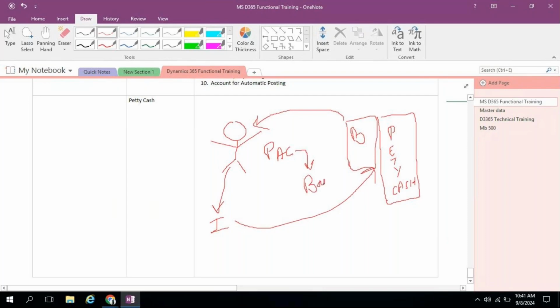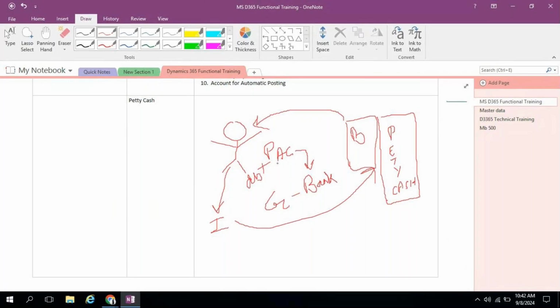Okay, to a bank. Now bank is going to be subtracted, means bank is going to be minus and petty cash is going to be positive. That means bank needs to be credited over here, and petty cash account needs to be debited over here. In the first class only I told you that whenever you are working as a finance consultant, you always need to work about the debit and credit.